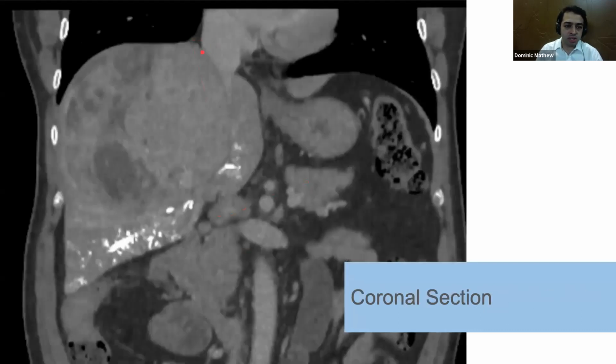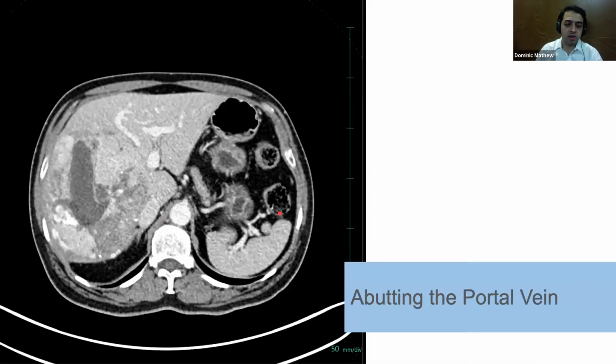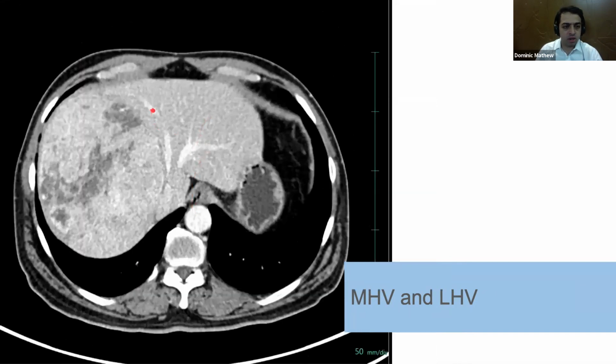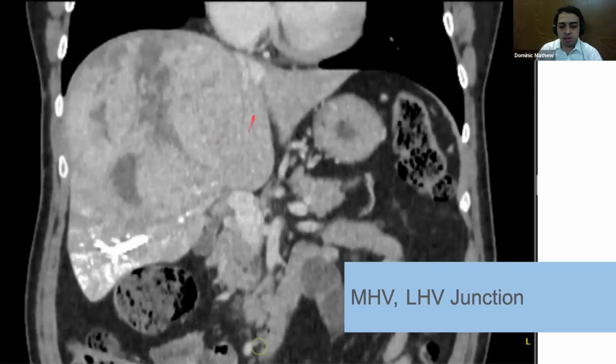This is a coronal section. Here you can see the tumor. And this is lipiodol in segment 5 and 6 and in the caudate. You can see that the tumor is actually abutting the main portal vein and the left branches also. This is the middle hepatic vein, which is splayed and compressed by the tumor and is pushed to the left. This is the left hepatic vein. Here again, the middle hepatic vein, the left hepatic vein. And this is a coronal section where you can see the MHV LHV junction, which is actually preserved.